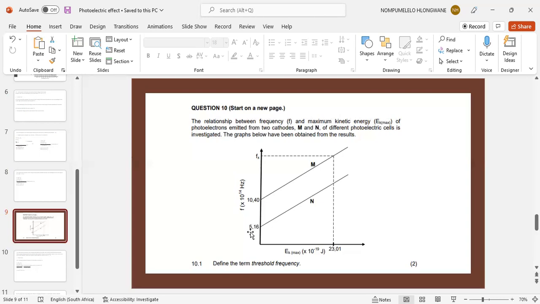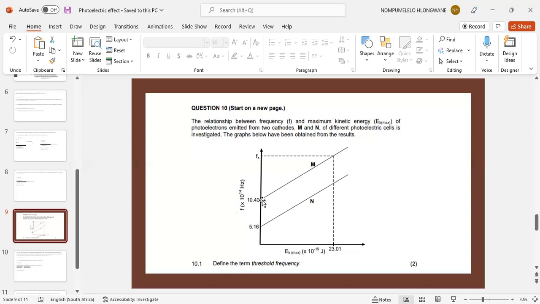So the ejected electrons at cathode N are at a kinetic energy that is 2 times greater than the minimum energy they would have had if this amount of light was just shone onto the metal plate. Then we have cathode M.